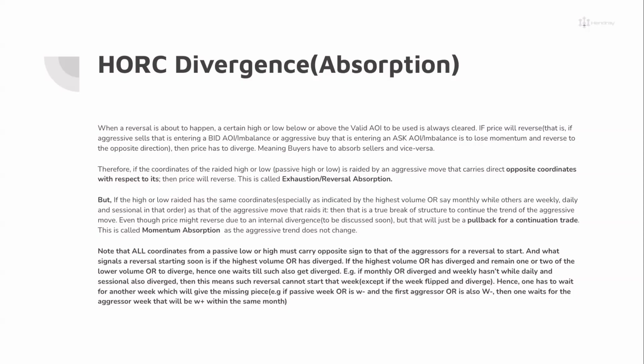Note that all coordinates from a passive low or high must carry opposite sign to that of the aggressors for a reversal to start. Of course, that makes a lot of sense. We just say now that absorption or divergence is a scenario whereby passive orders are limiting the effect of what? Of aggressors. The only way I can limit your effect is to what? Is to carry opposite sign as you. That is it. That's the only way. All right? Is to carry opposite sign as you.